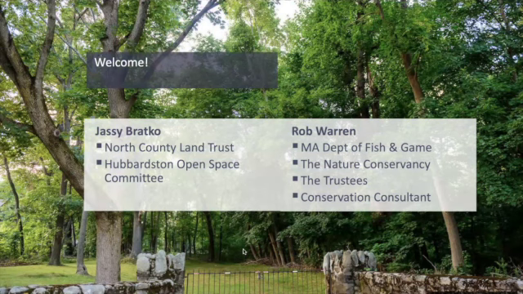And I'm Rob Warren. I am failing at trying to retire. I was with the Mass Department of Fish and Game for many years, then a long spell with the Nature Conservancy's Massachusetts chapter, and then most recently working with the Trustees and now doing some work as an independent consultant. So between us, we've got a lot of years doing this. Doesn't mean we know everything, but we've bumped into a lot of issues and challenges along the way, and looking forward to sharing some of that information today.